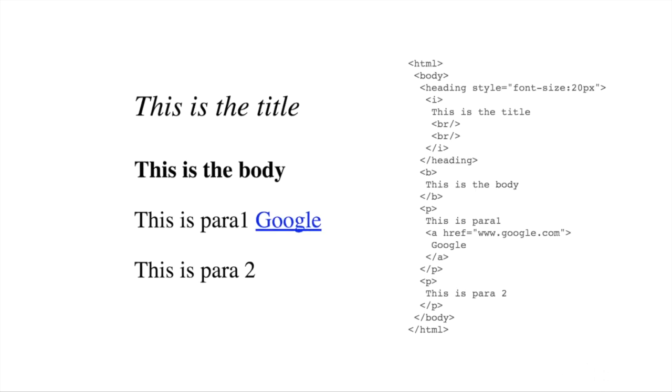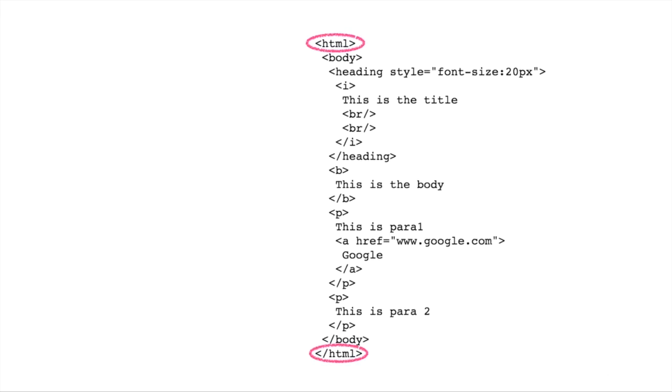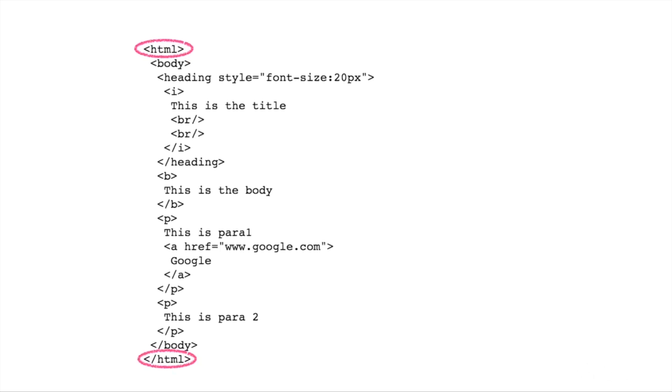Let's say this is an example HTML, some text which is italicized, some which is in bold. There is a link to Google. This is the corresponding HTML which is on the right. So as you can see, it has all the text basically enclosed within the HTML tags, and then there are different tags to separate out the paragraphs, to separate out the heading, to specify the style of the heading, and so on.